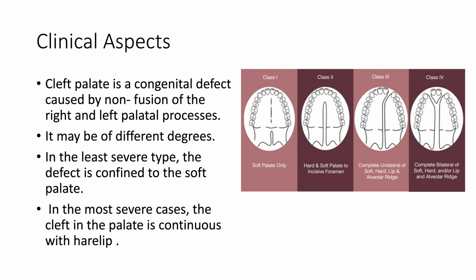As for the clinical aspects, cleft palate is one of the congenital defects that is caused by non-fusion of the right and left palatal processes. It has many different degrees. The least severe type is class 1, which consists of soft palate only. And then as you can see here, as the severity increases in class 2, it has hard and soft palate involved. In class 3, we have unilateral, soft, hard, lip, and alveolar ridge involved. And in class 4, we have complete bilateral, soft and hard palate, and lip and alveolar ridge.